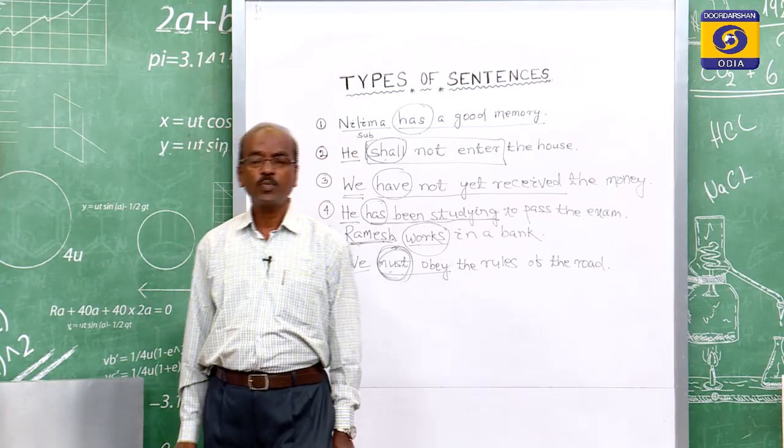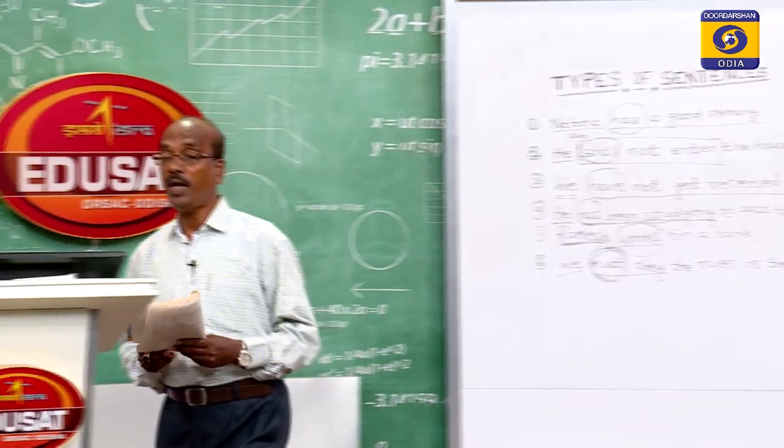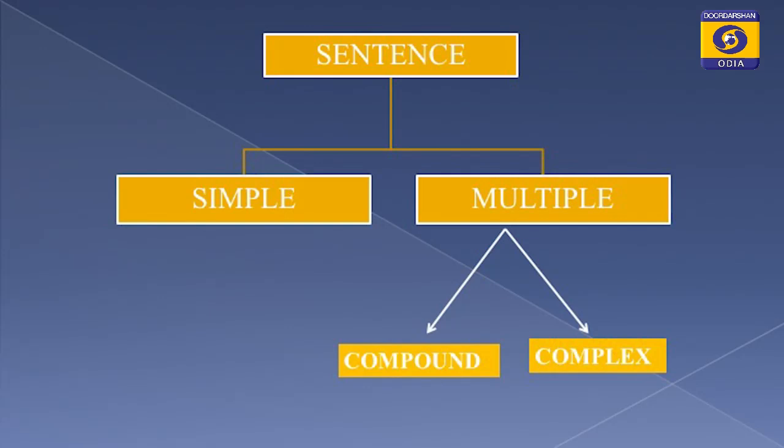Dear students, we discussed the activity 1. Okay. Now you see, a sentence can be divided into 3 types, or first we can divide into two types. One is simple, the other is multiple. The multiple sentences can be divided into compound and complex.